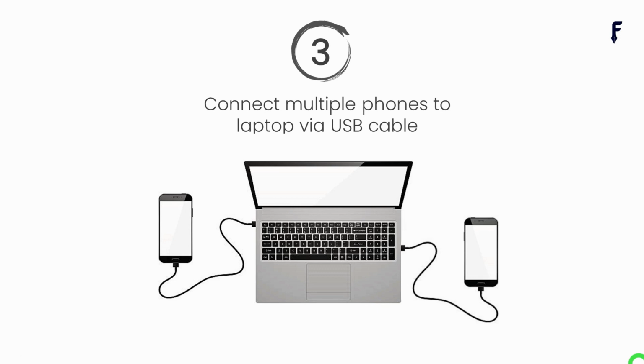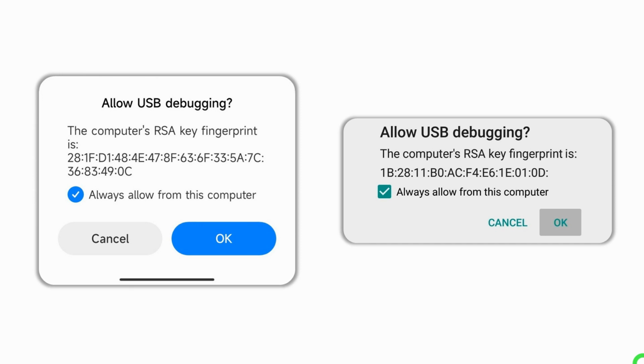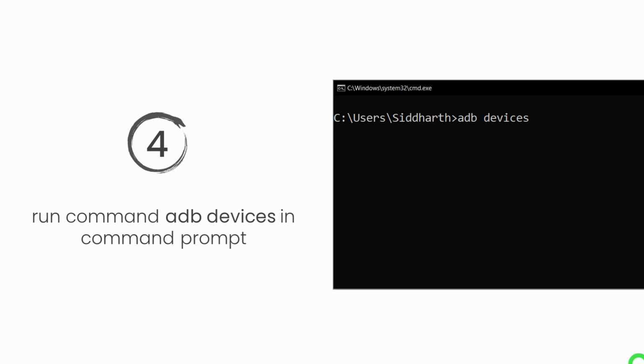In my case, I'm going to explain this by using 2 different phones. So let me connect my 2 different phones to my laptop using the cable. Make sure that when you connect your phone or when you enable USB debugging, you might get a message like this. So you have to turn on always allow from this computer and click on the OK button.